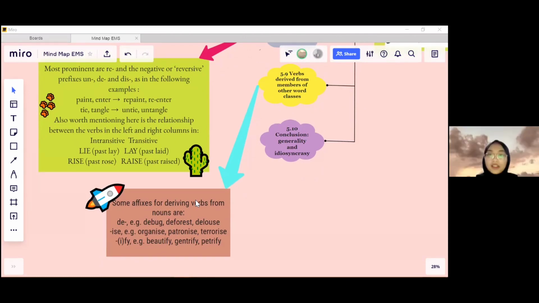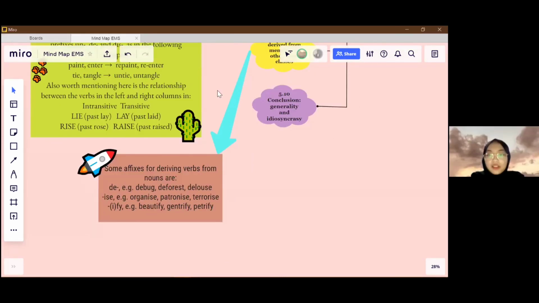The next one is verbs derived from members of other word classes. So verbs are derived by replacing the final voiceless consonant of a noun with a voiced one, perhaps with some vowel change too. The suffixes -ize and -ify can derive verbs from adjectival bases too, as in nationalize, tenderize, intensify, and purify.